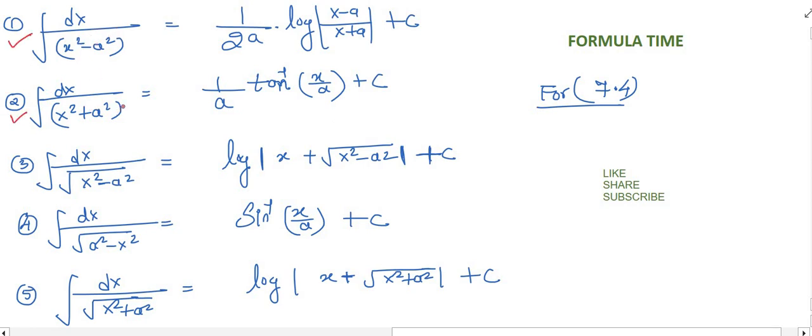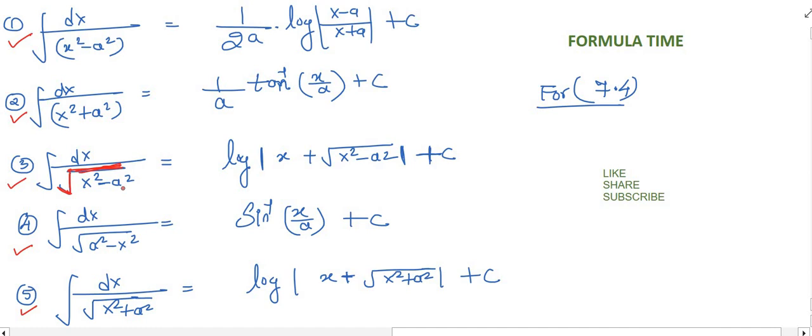These two formulas have no under root in the denominator. This is x square minus a square. This is x square plus a square. There is no under root. But in the other three formulas, there is under root. So keep that in mind.